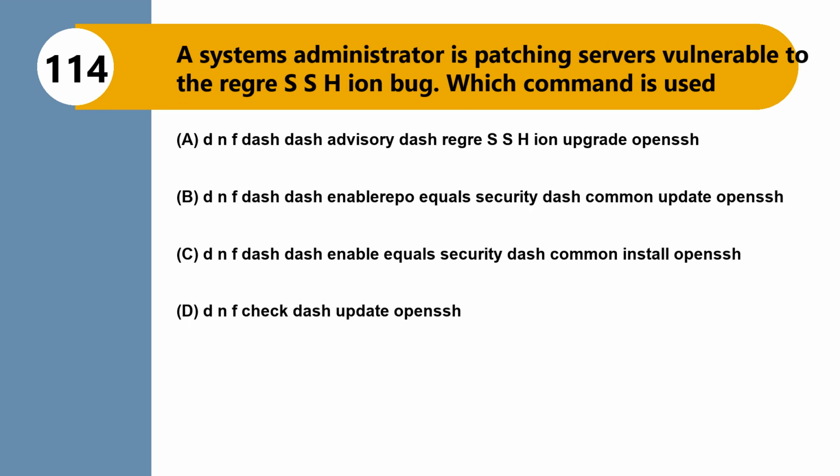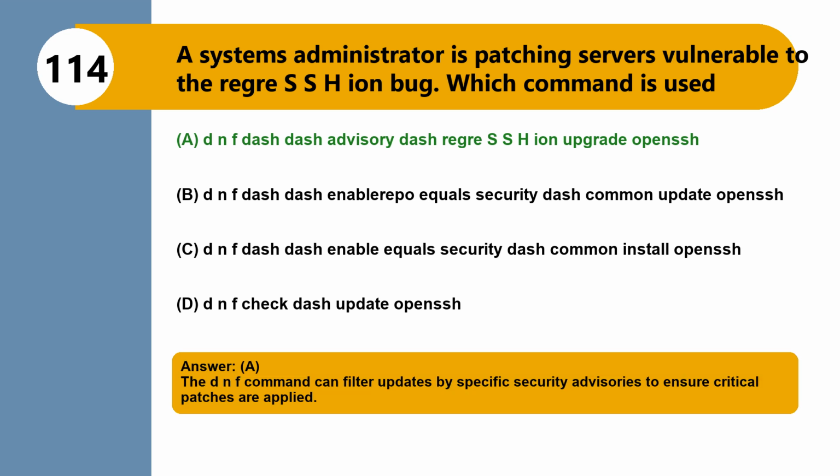Question 114. A systems administrator is patching servers vulnerable to the regreSSHion bug. Which command is used? Option A, dnf --advisory=regreSSHion upgrade openssh. Option B, dnf --enablerepo=security-common update openssh. Option C, dnf --enable=security-common install openssh. Option D, dnf check-update openssh. The correct answer is option A. The dnf command can filter updates by specific security advisories to ensure critical patches are applied.